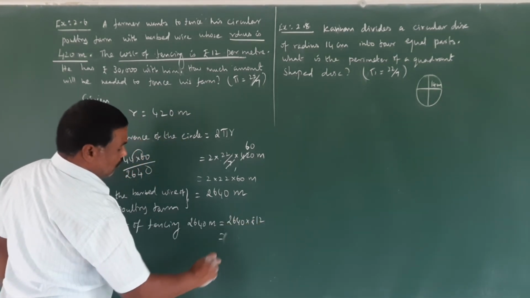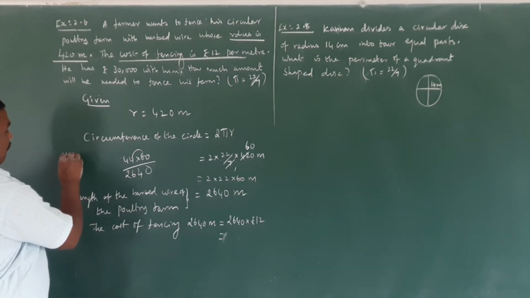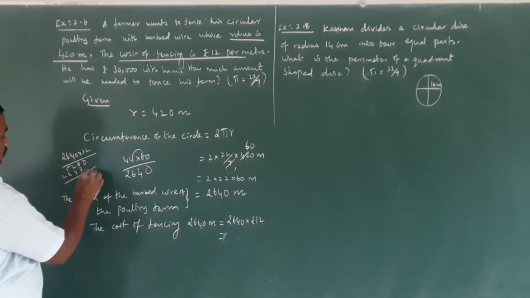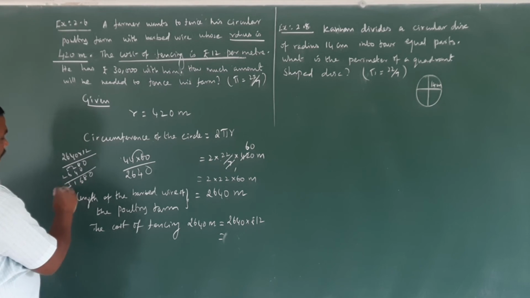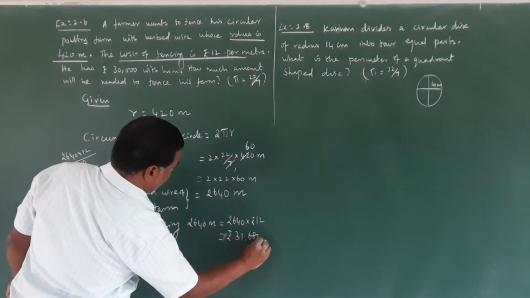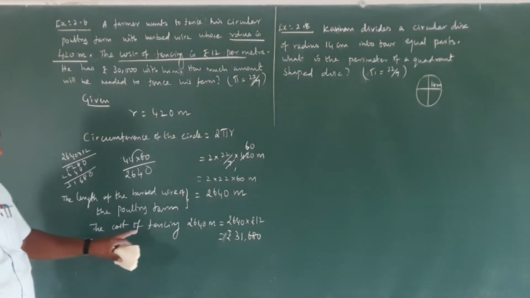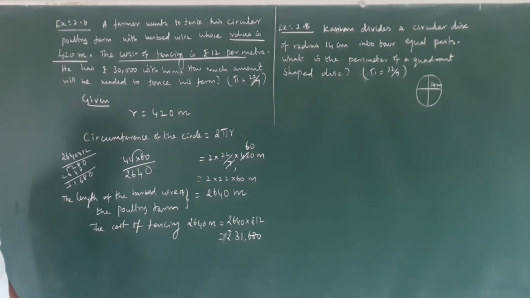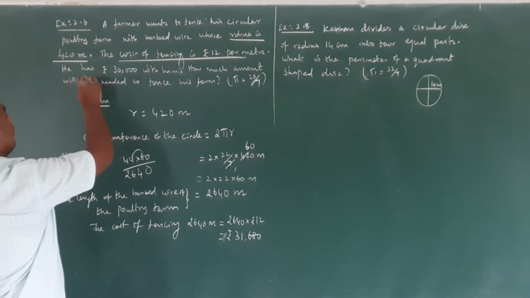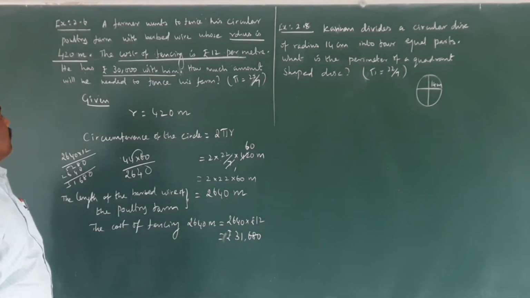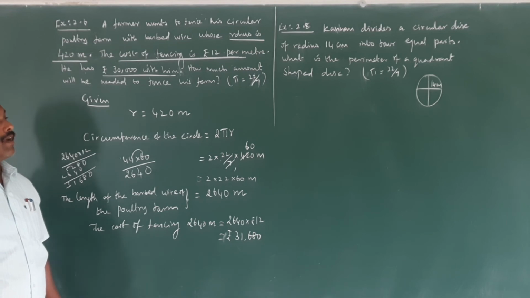You multiply 2640 into 12. 0, 8, 12, 5. Now 0, 4, 6, 2, answer 31,680 rupees. The cost of fencing is for 2640 meter. Now, he has rupees 30,000 with him. How much amount will be needed to fence his farm?